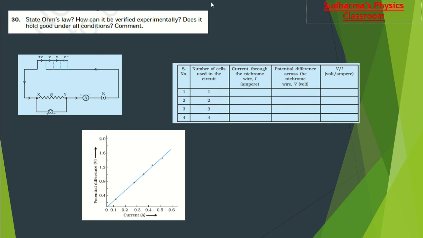Now state Ohm's law. How can it be verified experimentally? Does it hold good under all conditions? Comment. So Ohm's law statement, hope all of you have studied Ohm's law statement. It is very, very important.